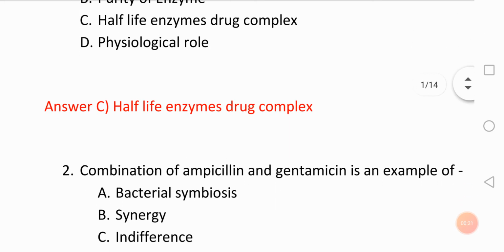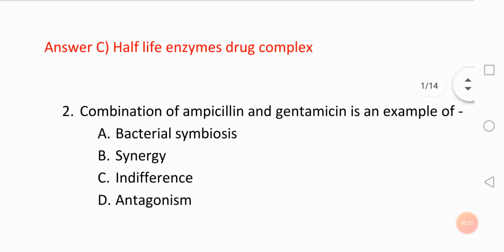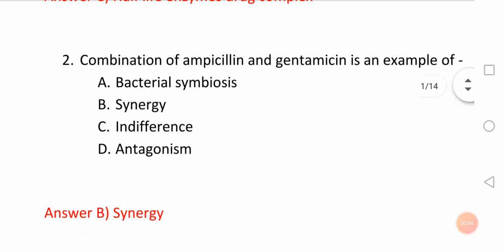And the second question is, a combination of ampicillin and gentamicin is an example of: A. Bacterial symbiosis, B. Synergy, C. Indifference, and D. Antagonism. And the answer is B part, synergy.